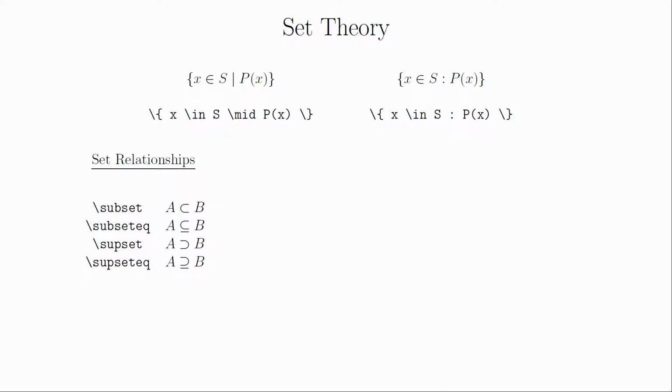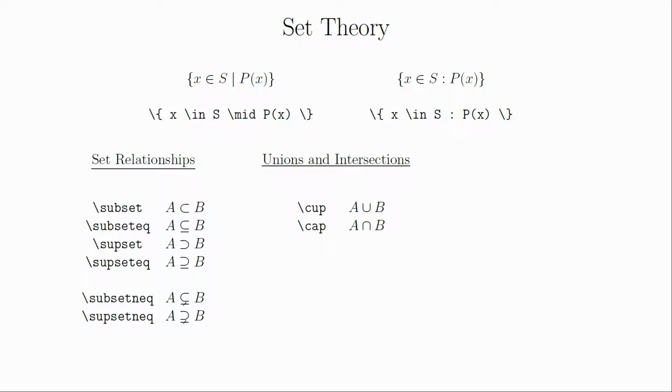Some people use the symbol with and without the line underneath it as meaning different things, but I treat them as the same. To indicate a proper subset or proper superset relationship, I use these symbols. To indicate unions and intersections, use \cup and \cap. If you wanted to use shorthand notation for unions and intersections for indexed sets, use \bigcup and \bigcap.